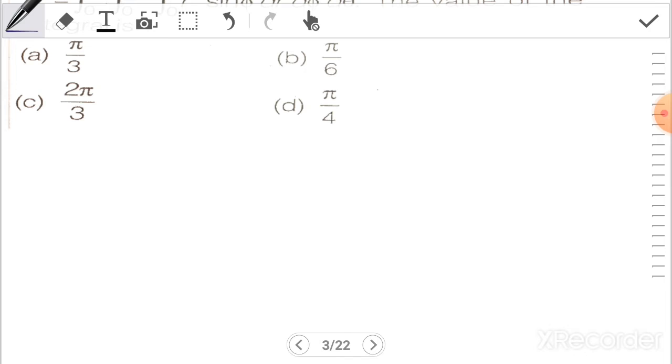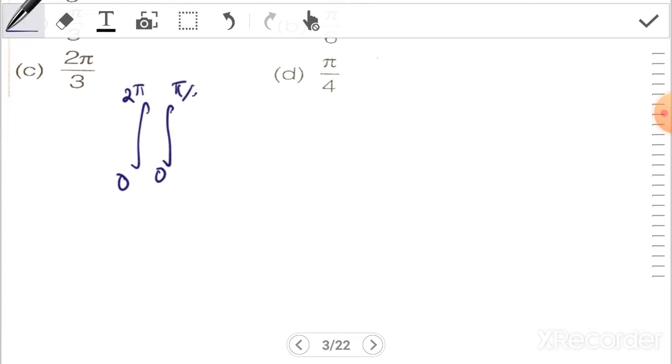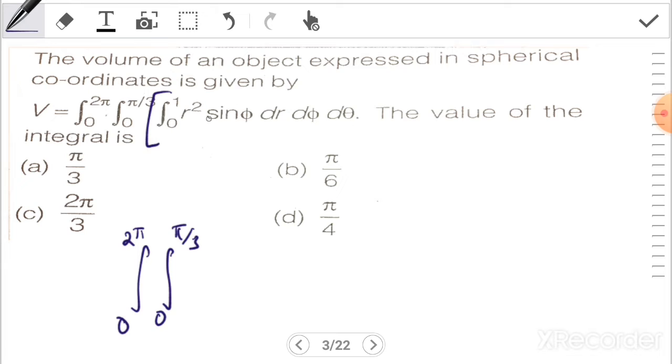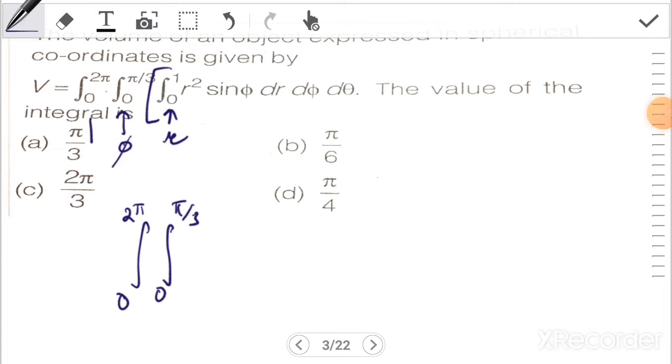So now, 0 to 2 pi, 0 to pi by 3. Let us first integrate this with respect to r. Since this is the limit for r, this can be the limit of phi, and this could be theta.